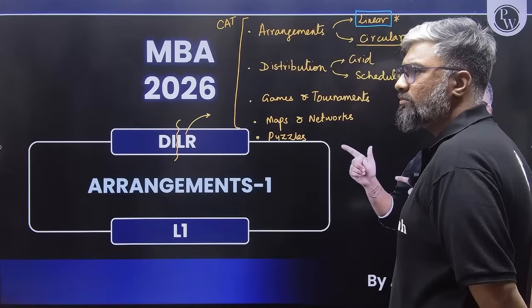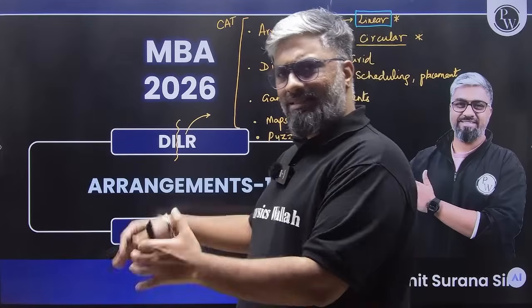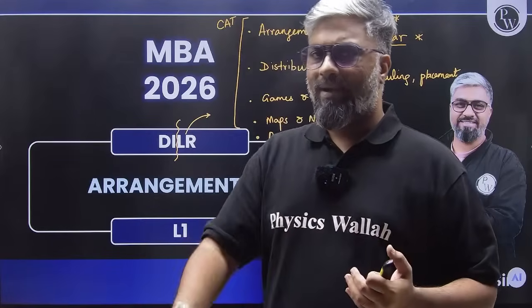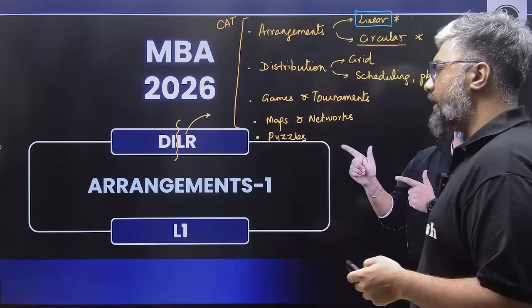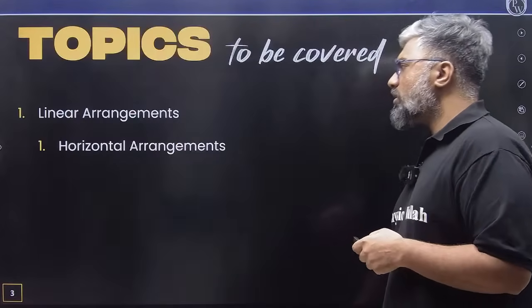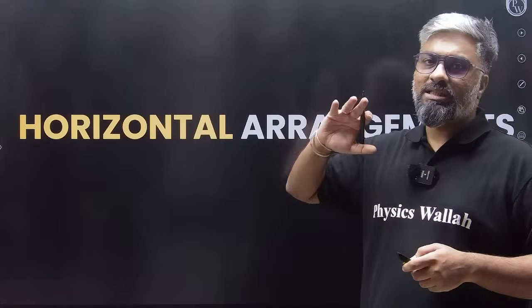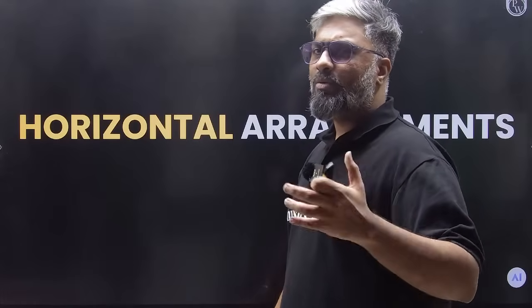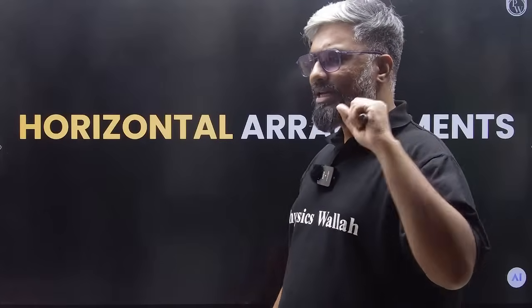Alright. Okay, we will get this started and then we can take some more questions as and when we move on. Cool? Ready? Let's go. Let's start with arrangements 1, where we are going to cover horizontal arrangements, which is nothing but your linear arrangements. Or call it horizontal, vertical, whatever. These are linear arrangements and that's what we're going to cover.